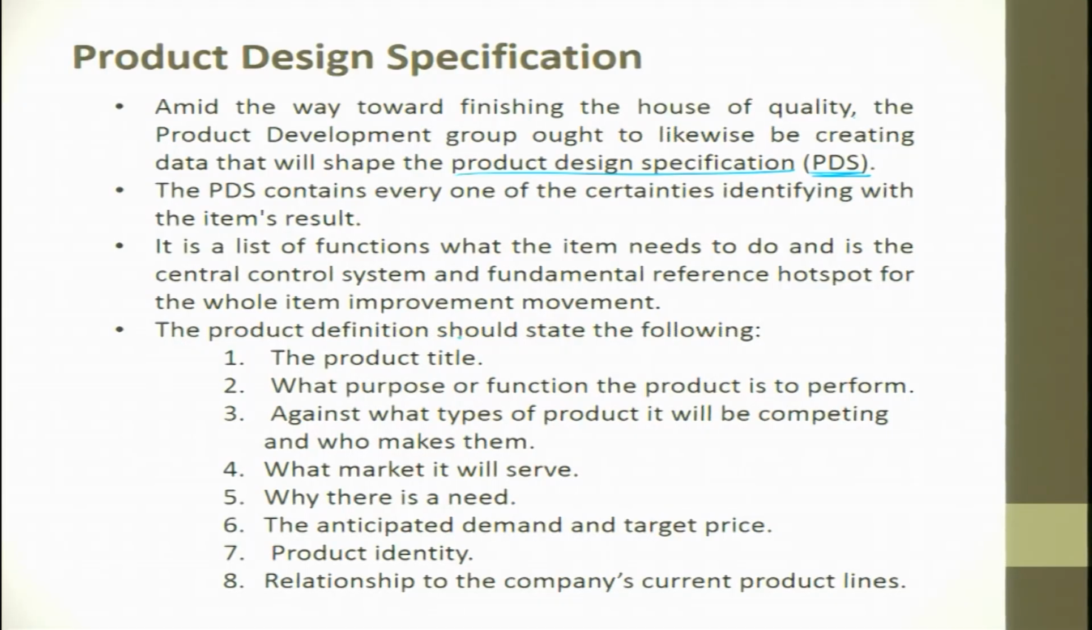The product specification should state the following things: what the product title is, and what purpose or function the product is to perform. For example, I asked a student a question, what are you doing? The student said, I am a research scholar. Then I asked him, how are you doing? He says that I am happy.